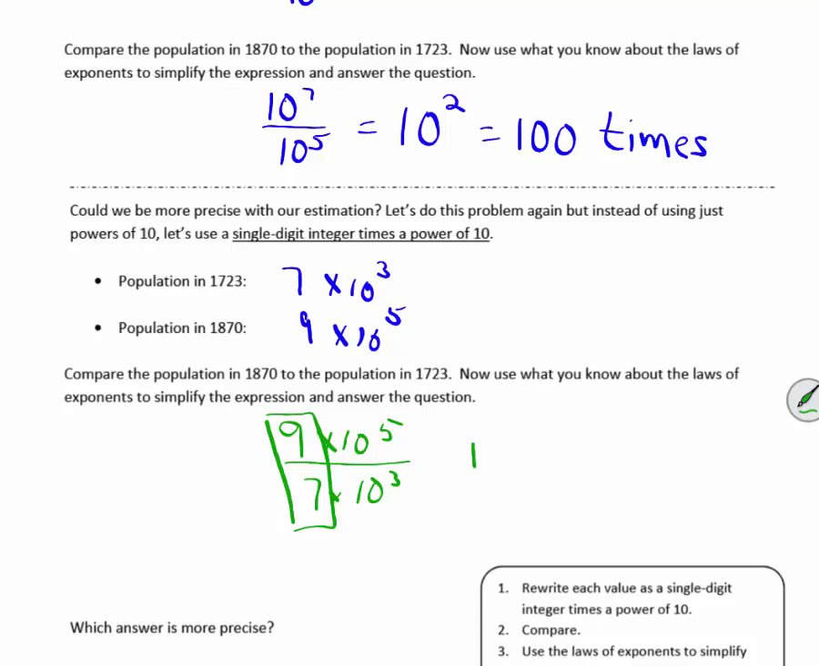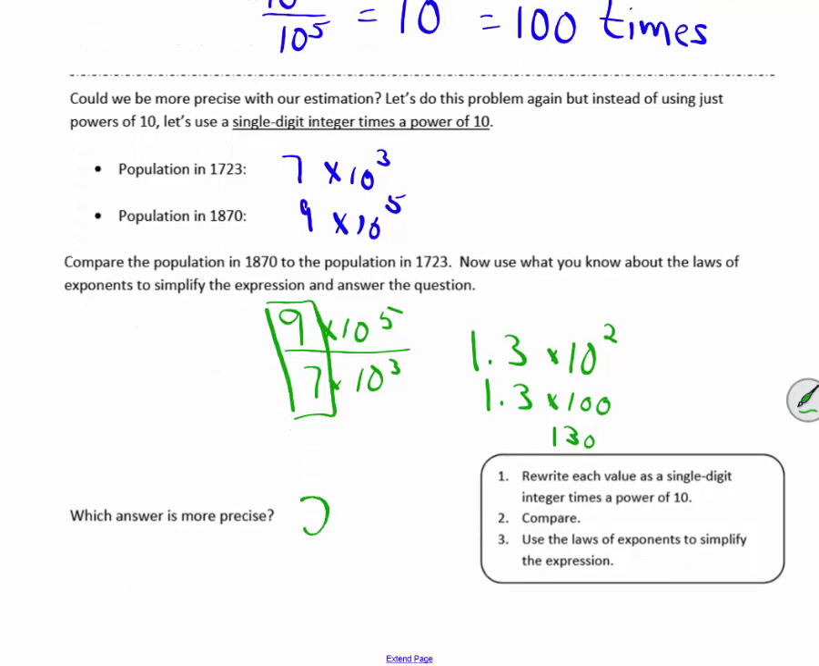I'm going to round that. You divide your coefficients, keep your base, subtract your exponents. So now if I were to multiply this out, that's 1.3 times 100, which is really 130 times as big. So which answer is more precise? The second one.